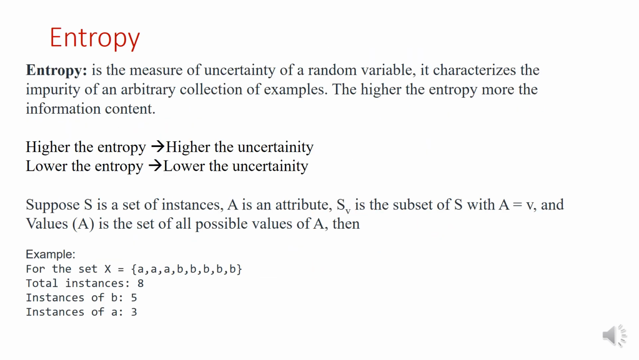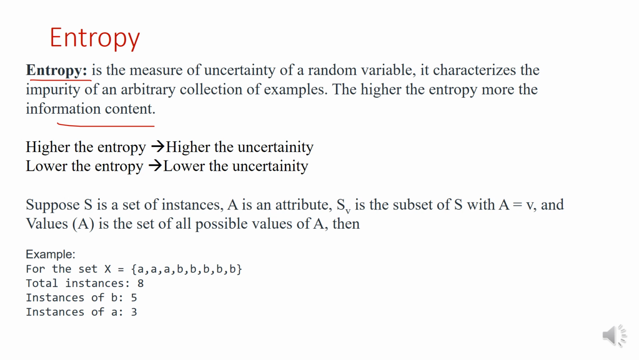Next is entropy. This is very important from here onward. These are some of the terminologies we will be using in a decision tree to construct the decision tree. Entropy is a measure of uncertainty of a random variable. It characterizes the impurity of an arbitrary collection of examples. The higher the entropy, the more the information content. Entropy is nothing but the uncertainty of the random variable.